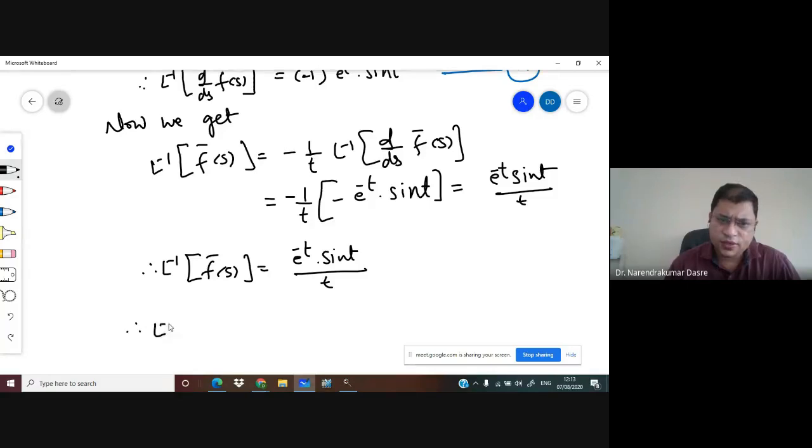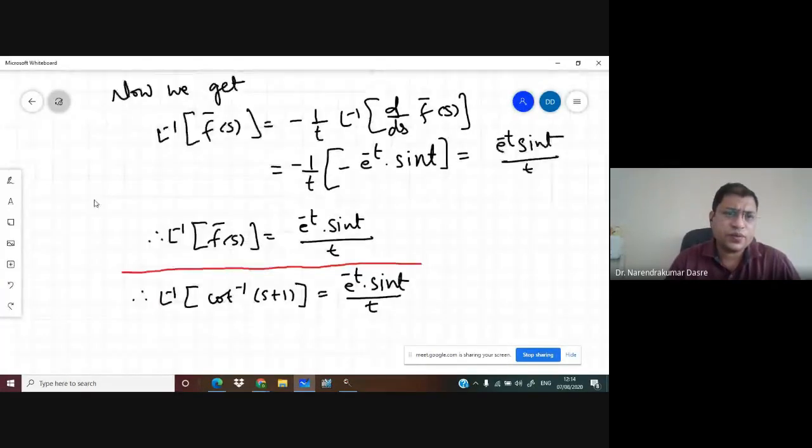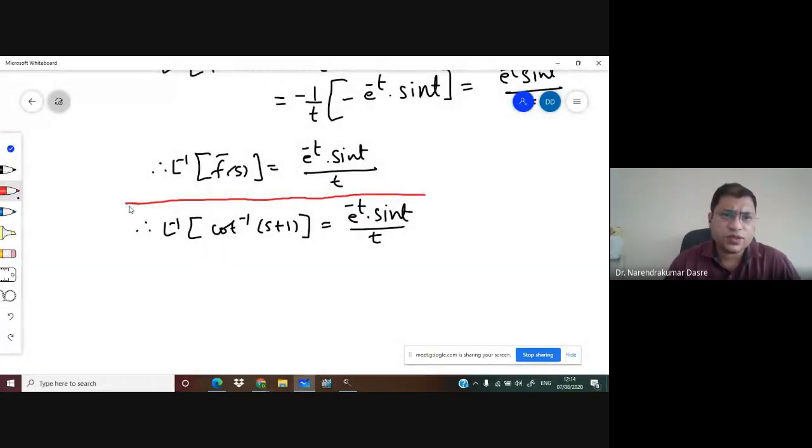And hence we were calculating the inverse Laplace transform of cot inverse of s plus 1, and that is e raised to minus t into sine t on t. So this is how we are able to get the inverse Laplace transform for this function f bar of s.